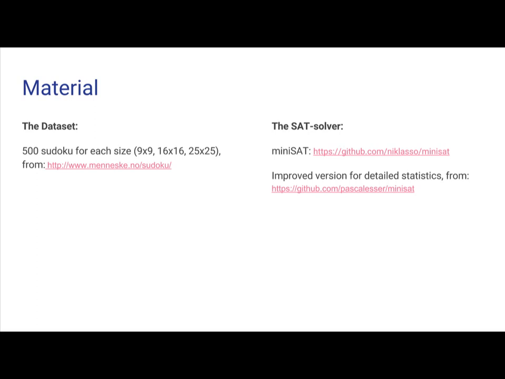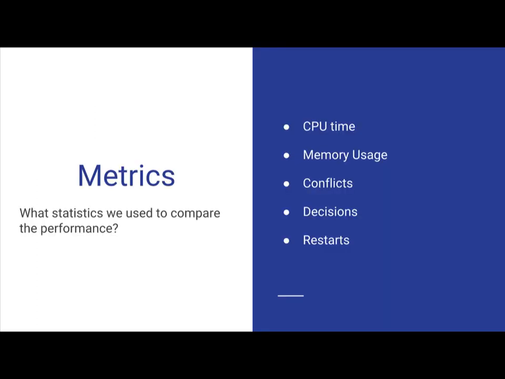For the SAT solver, we started with PicoSAT, but due to the lack of sufficient metrics available, we changed our SAT solver to MiniSat. And we got an improved version of MiniSat where we can get all our metrics in an easier and better way. The basic metrics which we used for experiments are as mentioned in the slide.